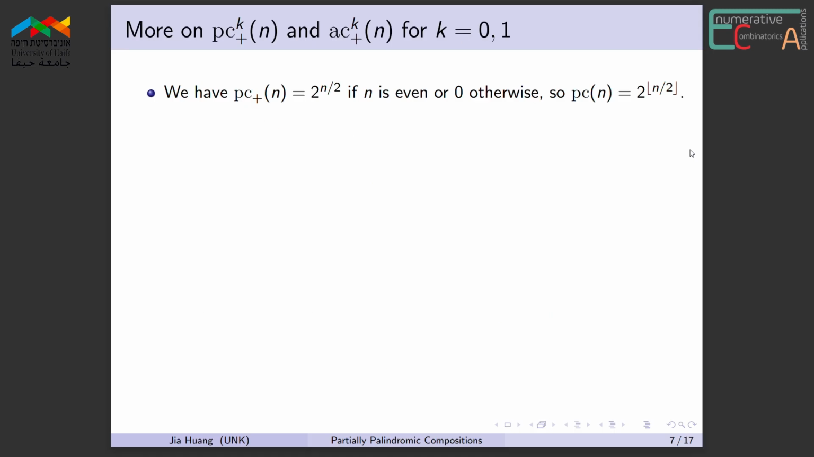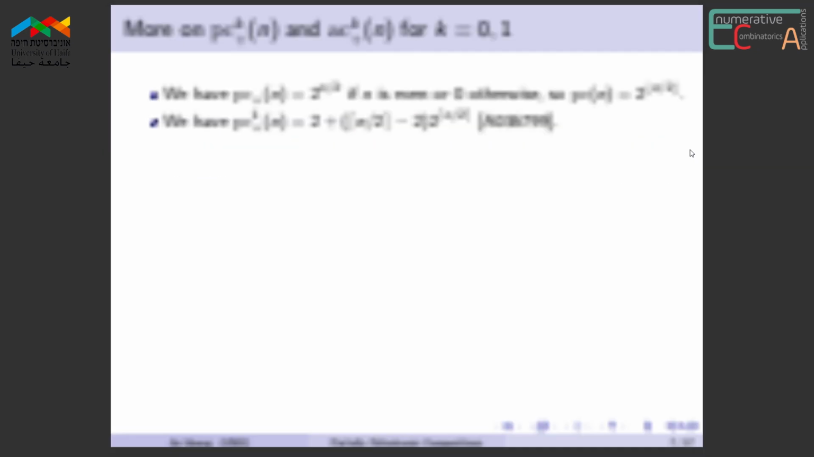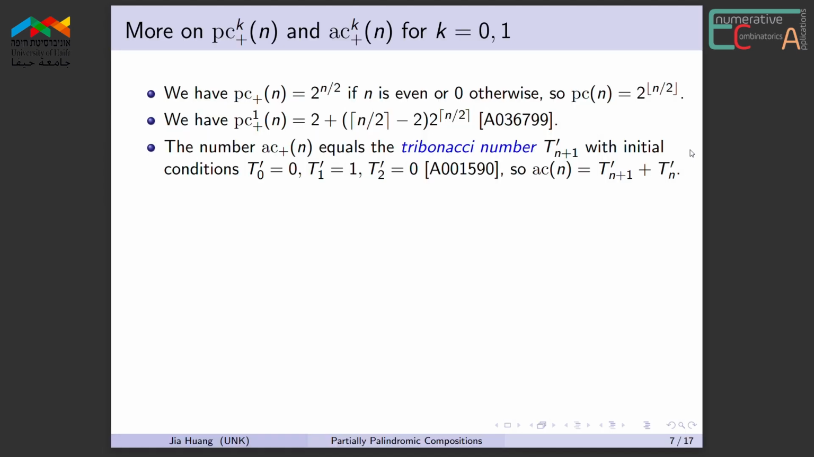For pc plus of n, when k is 0, we can recover that from our formula for pc_k plus of n, and it's 2 to the n over 2 when n is even or 0 otherwise. And if you use that, you can recover the formula pc of n equals 2 to the floor of n over 2. And when k is 1, we have another simple formula that's already in OEIS, maybe without this kind of interpretation.